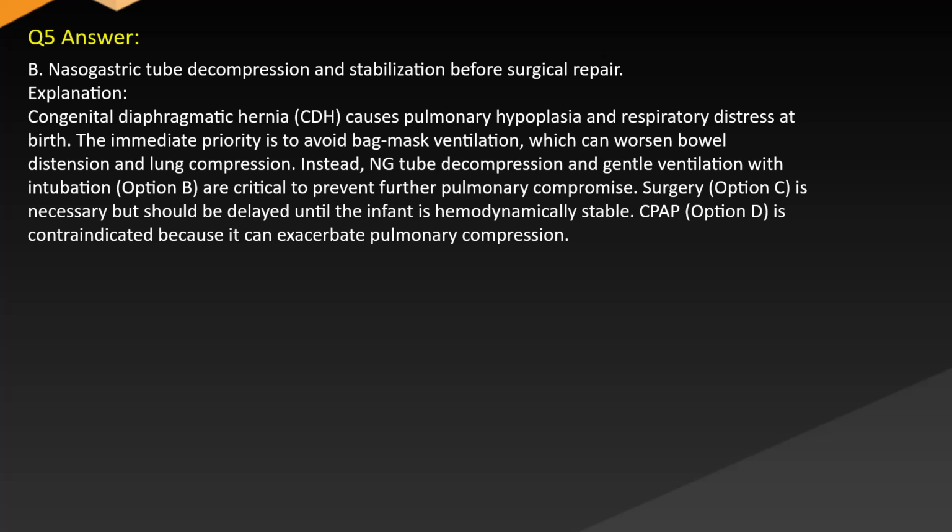Explanation: Congenital diaphragmatic hernia (CDH) causes pulmonary hypoplasia and respiratory distress at birth. The immediate priority is to avoid bag mask ventilation, which can worsen bowel distension and lung compression. Instead, NG tube decompression and gentle ventilation with intubation, option B, are critical to prevent further pulmonary compromise. Surgery, option C, is necessary but should be delayed until the infant is hemodynamically stable. CPAP, option D, is contraindicated because it can exacerbate pulmonary compression.